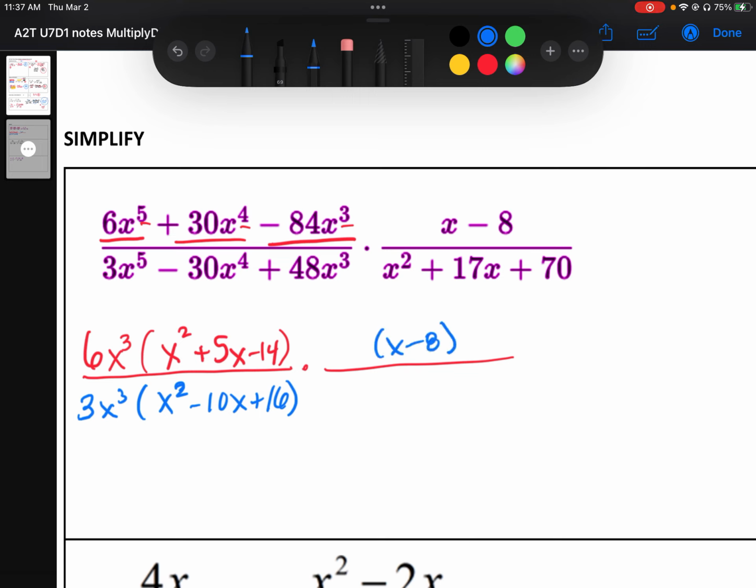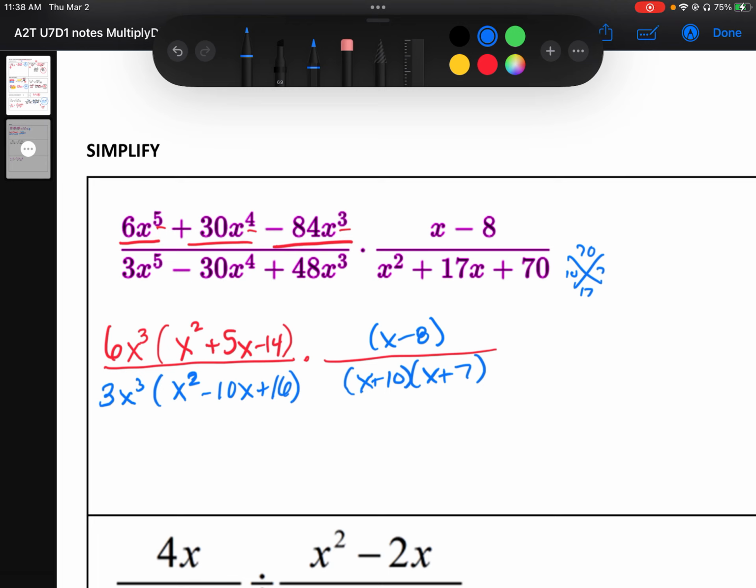And the denominator, might as well factor that now. We got x plus 10, x minus 10. Nope, x plus 10, x plus 7. Multiplies to 70, adds to 17, 10, 7. All right, so my fraction on the left-hand side has trinomials that I can go ahead and continue to factor further. So let's go ahead and do that.